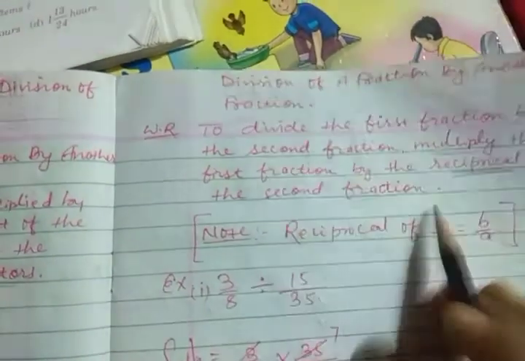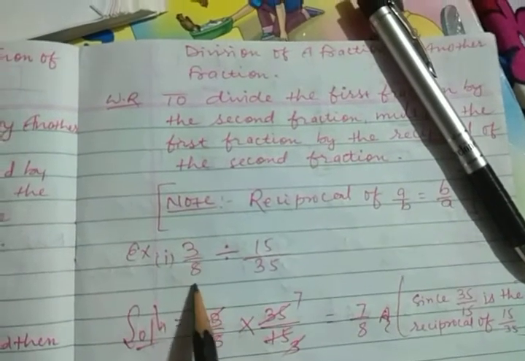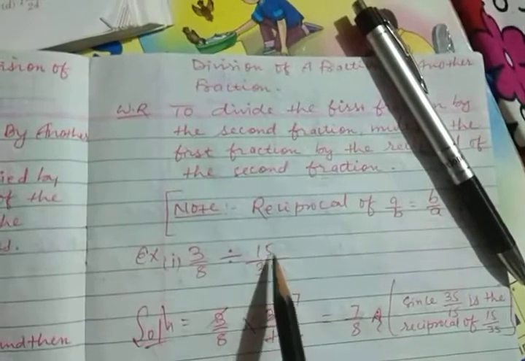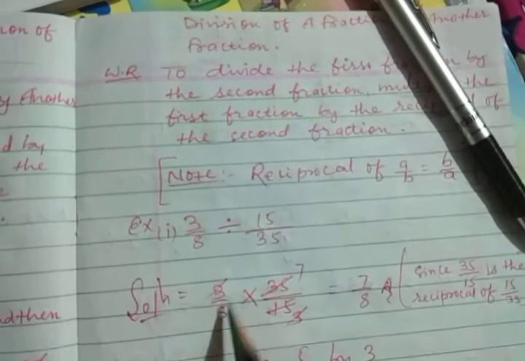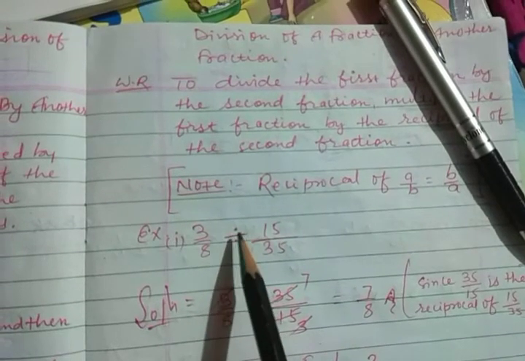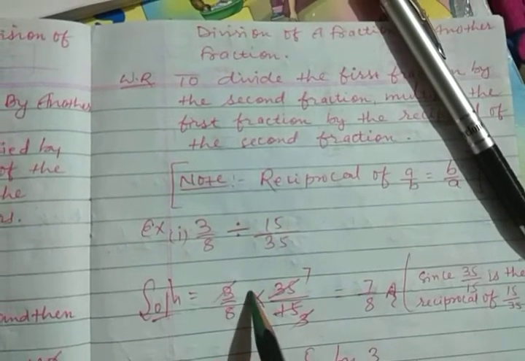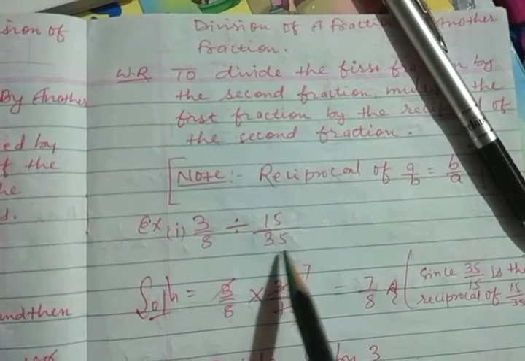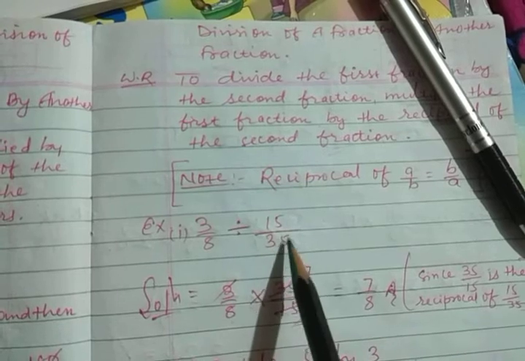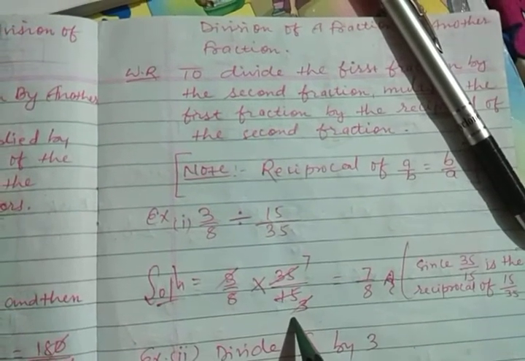For example, 3 by 8 divided by 15 by 35. Okay, so 3 by 8. Now we change the division sign into multiplication. Then we also have to change the fraction: the reciprocal of 15 by 35 we get 35 by 15. Clear?